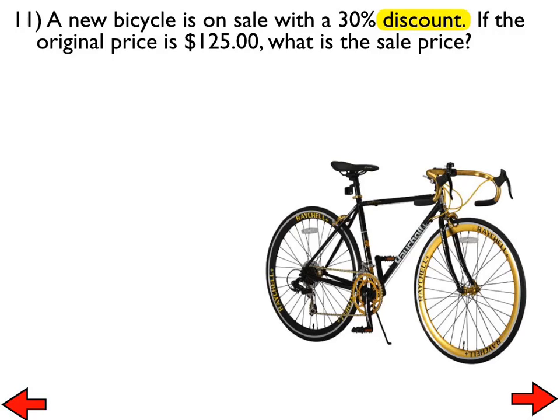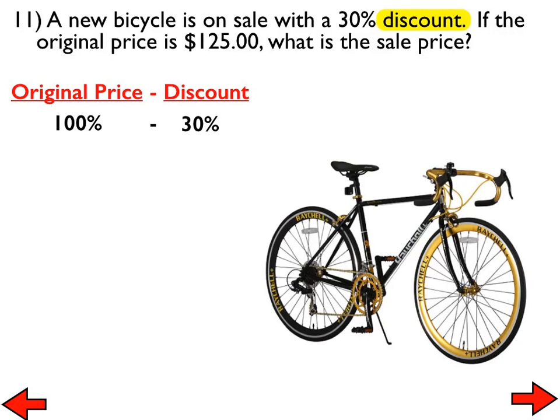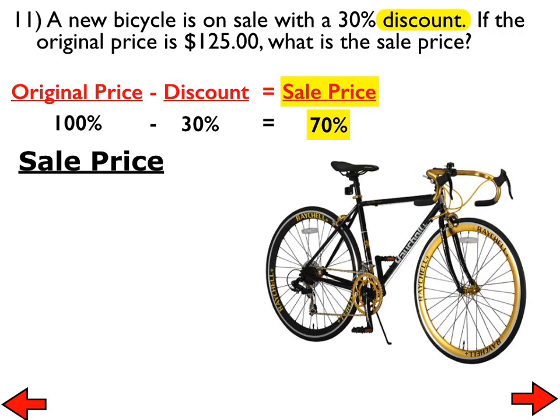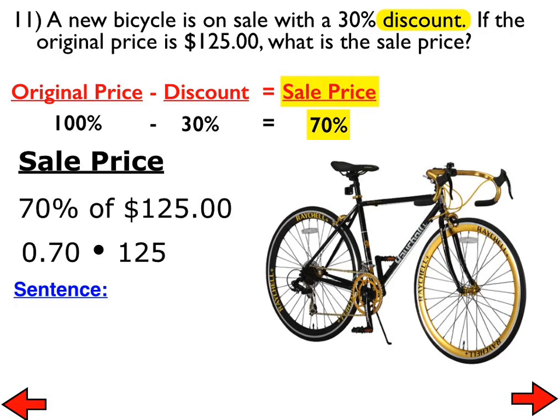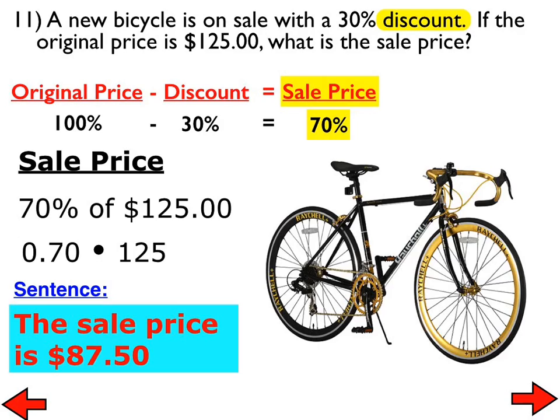If the original price is $125, what is the sale price? Once again, we are finding a new price, this time after a 30% discount. We're taking away 30%. That means our new percent is 70%. So you're either finding 70% of 125 or 70 over 100 equals x over 125. But regardless, the price of the bike is $87.50. Any questions?